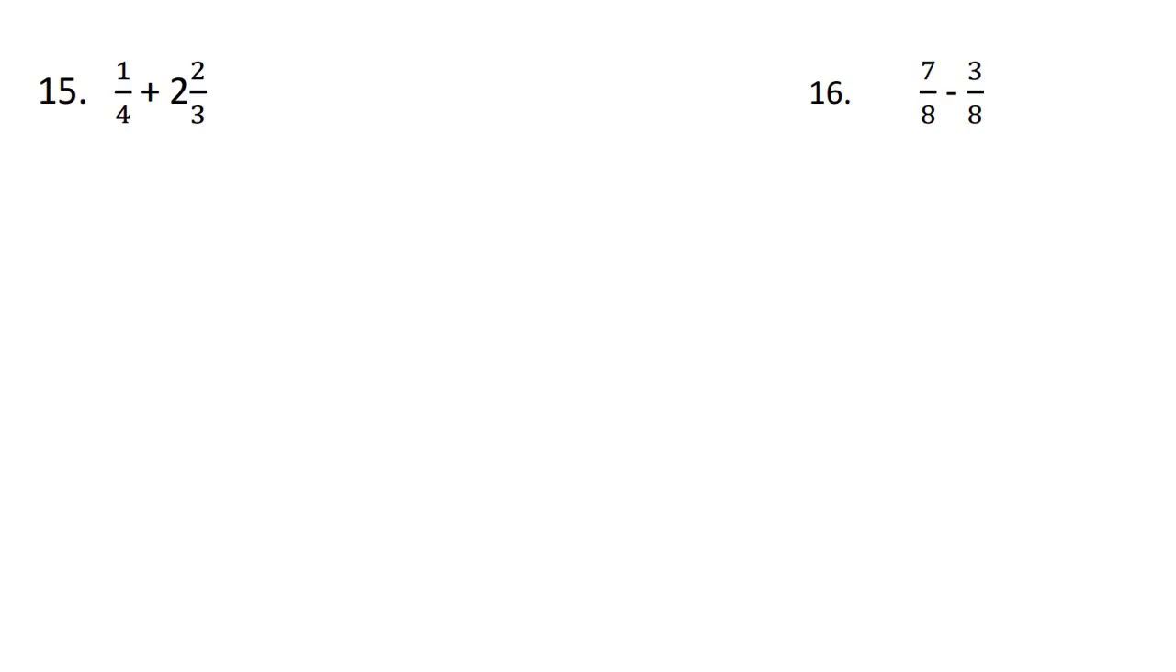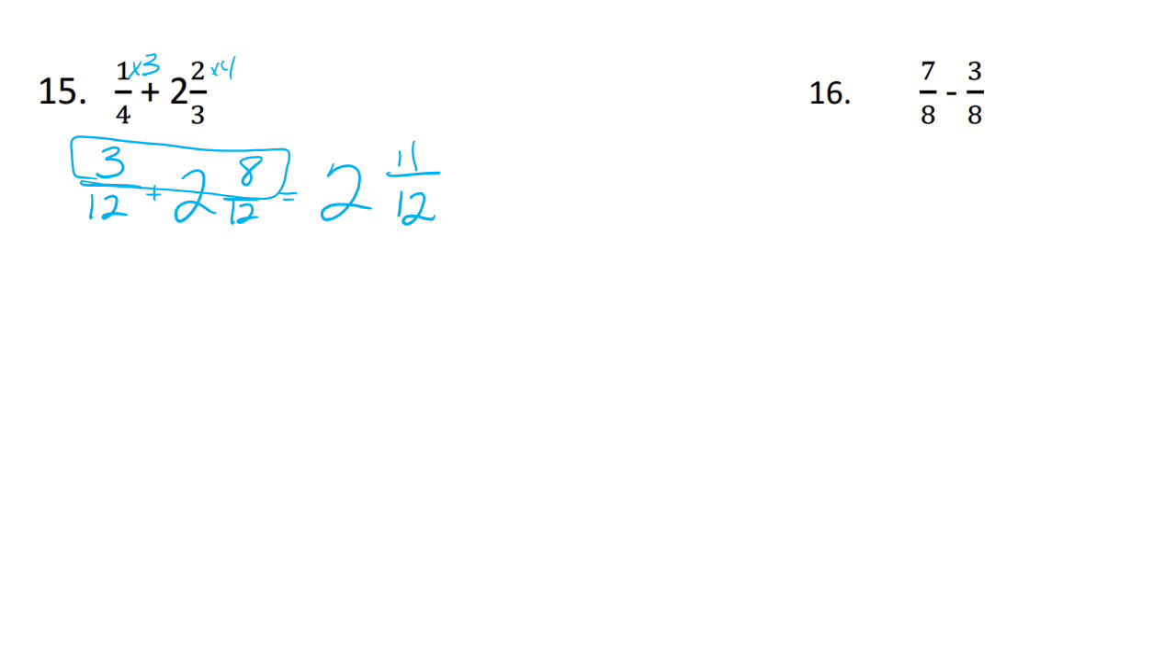Let's try number 15. So we need to come up with common denominators here. So our common denominator is 12. So let's rewrite both fractions with a denominator as 12. We also have to change our numerators now. So we have 3/12 plus 2 and 8/12. Let's go ahead and add our whole numbers. 0 plus 2 is 2. We add our numerators together. So we got that as 11, and we keep our denominator the same, is 12.